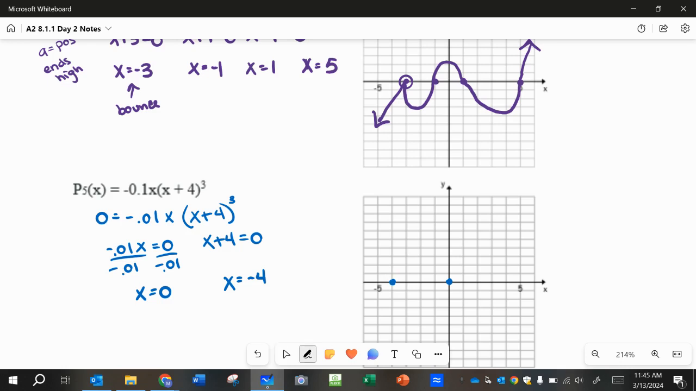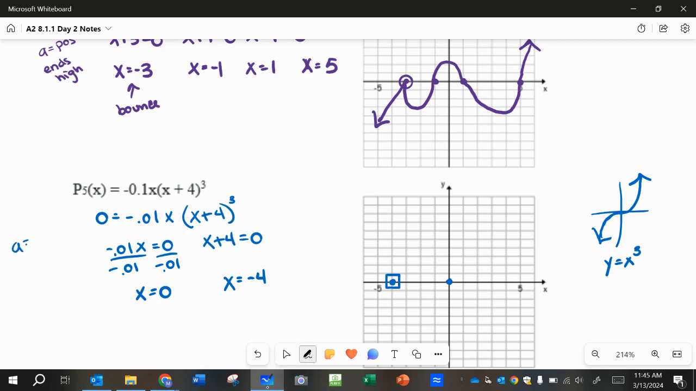Now this one is cubed. So cubed, I'm going to put a box around it. Cubed, if you remember the cube root, it goes through, but it just kind of flattens a little bit. So cubic and cube root are kind of the same. If you remember the cubic function, this is y equals x cubed. It just flattens out a little bit.